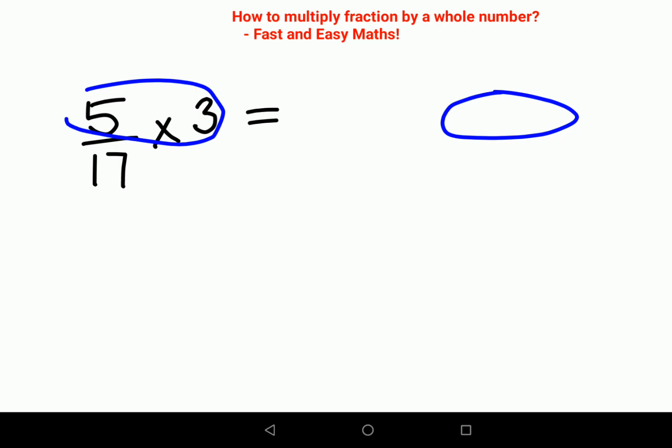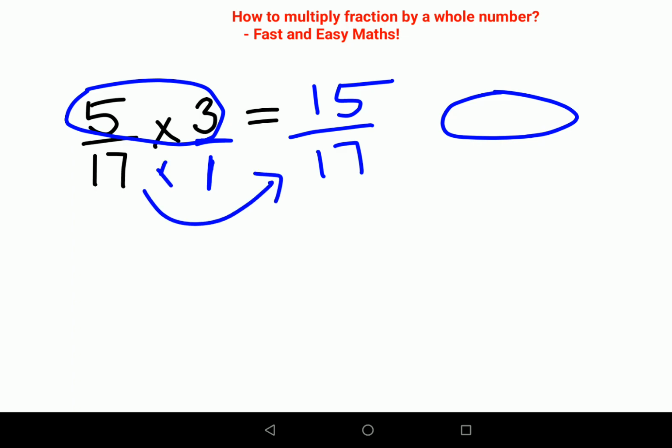So here I can directly multiply the numerators, which is 5 into 3, that gets you 15, and then your denominator gets carried on, because technically this 3 is also a fraction only, but it was divided by 1. Normally, any number which is divided by 1, we don't write that 1. So 17 into 1 gets you this 17.